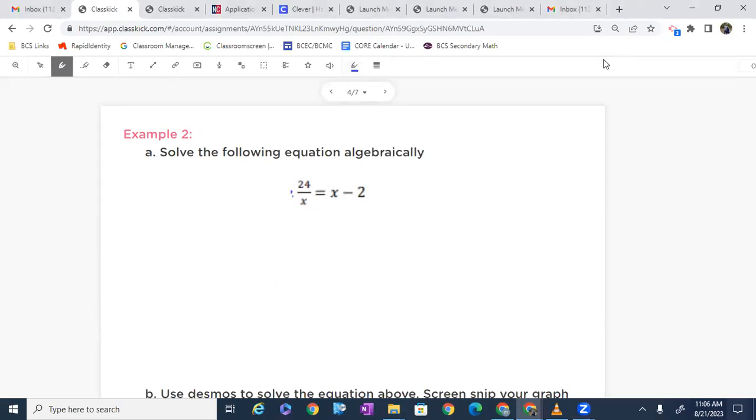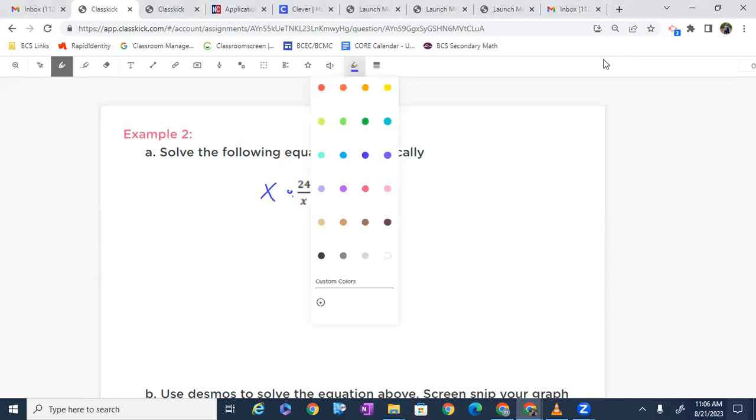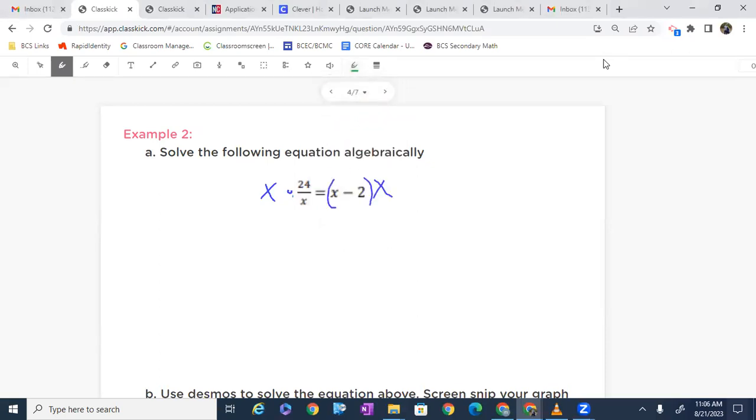So what I'm going to do to make life easier, I'm going to multiply by x on both sides. And what that is going to do is that allows me to cancel out the x's over here. X divides x, that cancels. We're going to be left with 24 equals x minus 2 times x.